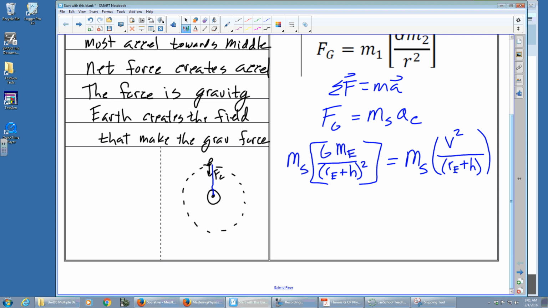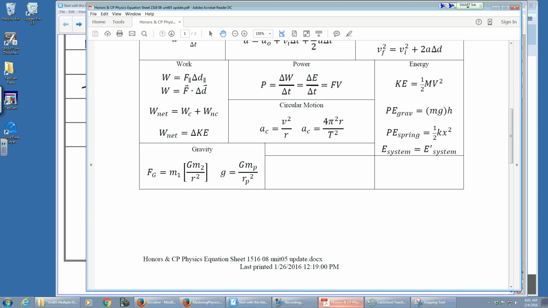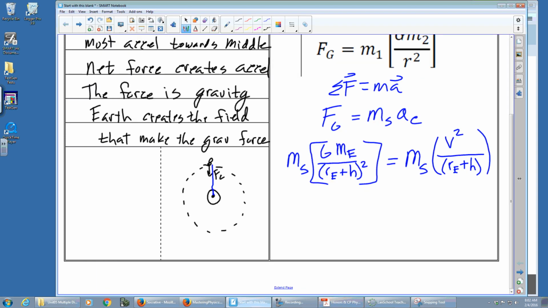I went on to my equation sheet. Remember, our equation sheet is our friend, right? And I looked up circular motion, our last unit, and centripetal acceleration is v squared over r, with r being the radius of the circle. And so I substituted in for my centripetal acceleration here.